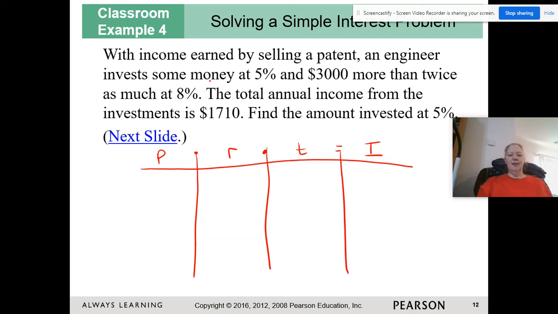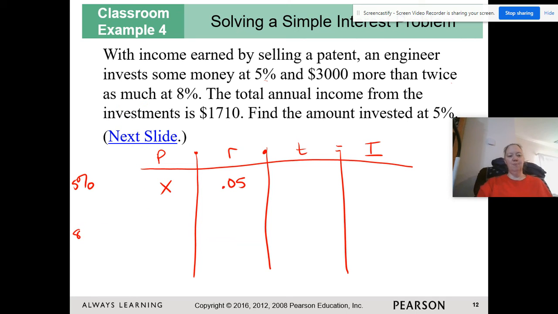An engineer invests some money at 5%. I'm going to label this as my 5% account, and my interest rate for my 5% account is 5% as a decimal, 0.05. We don't know how much it is, so we're going to call it x. And be careful with this one. It's not 3,000. It's 3,000 more than twice as much.